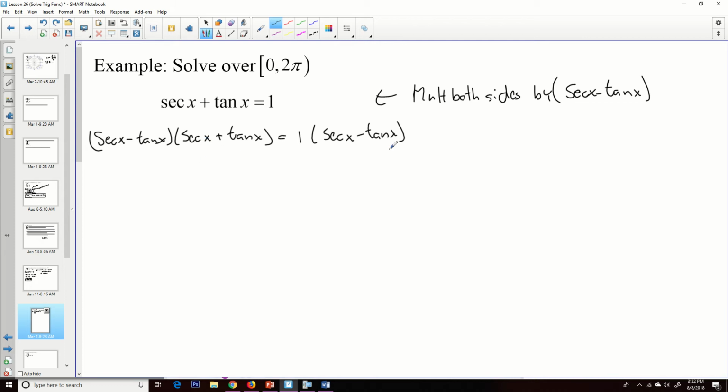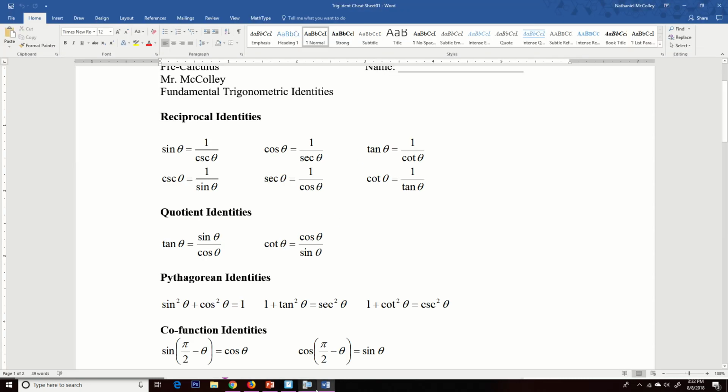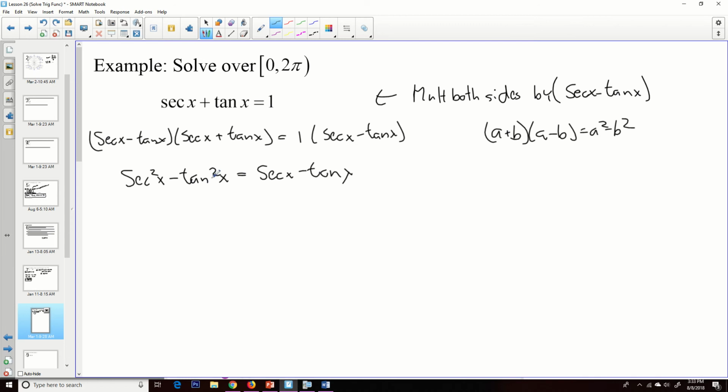So on this side I'm distributing, and remember a plus b times a minus b is equal to a squared minus b squared. So I get secant squared x minus tangent squared x equaling 1 times secant x minus tangent x. And from our trig identity cheat sheet, if I subtract tangent squared x from both sides, I get 1 equal to secant squared x minus tangent squared x. And so this thing is equal to 1.